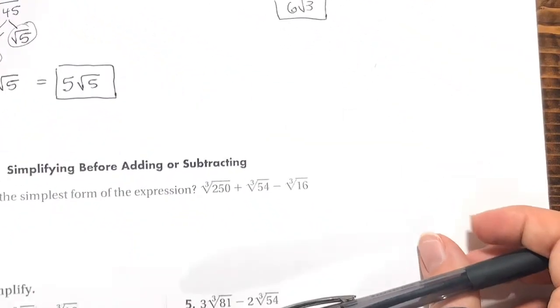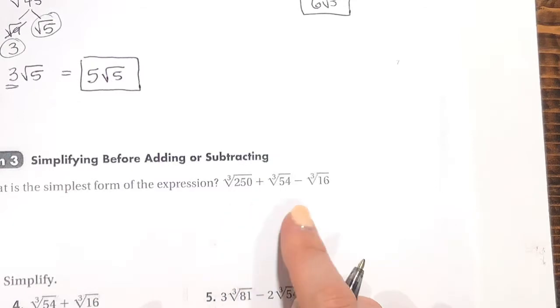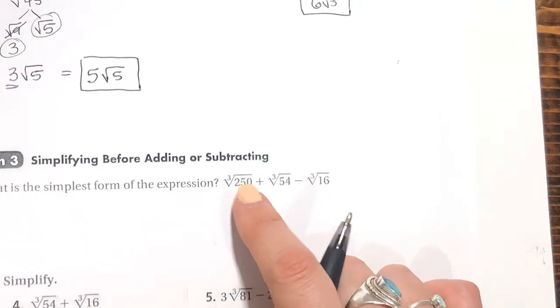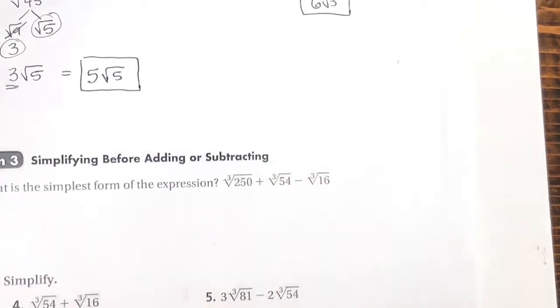Let's try just a couple more and then we'll be done for today. So let's try some that have some cube roots on them. Right now they don't look like they would match at all, right? But with cube roots, if you don't have your perfect cubes memorized, that's okay. We don't use them as often.